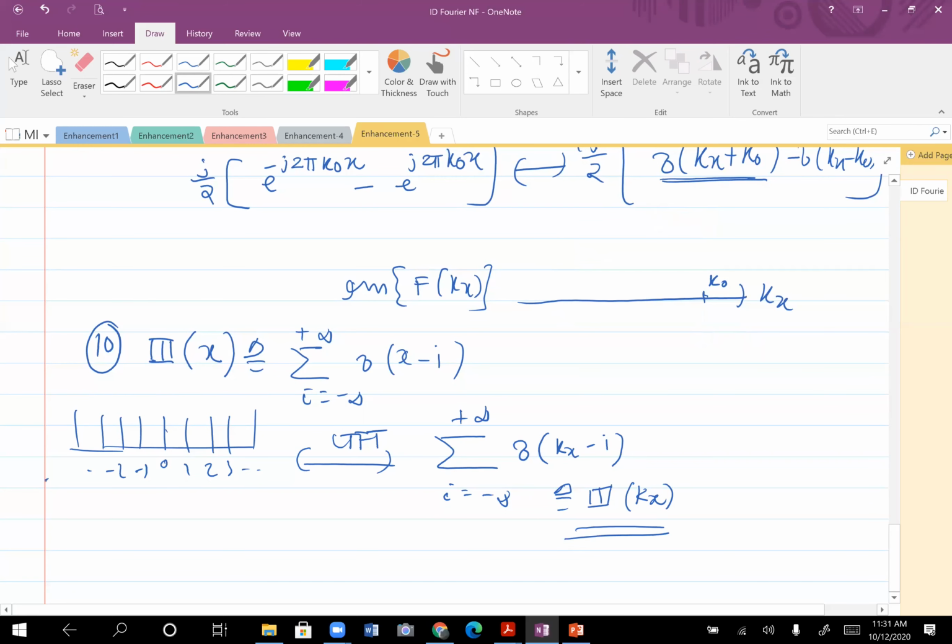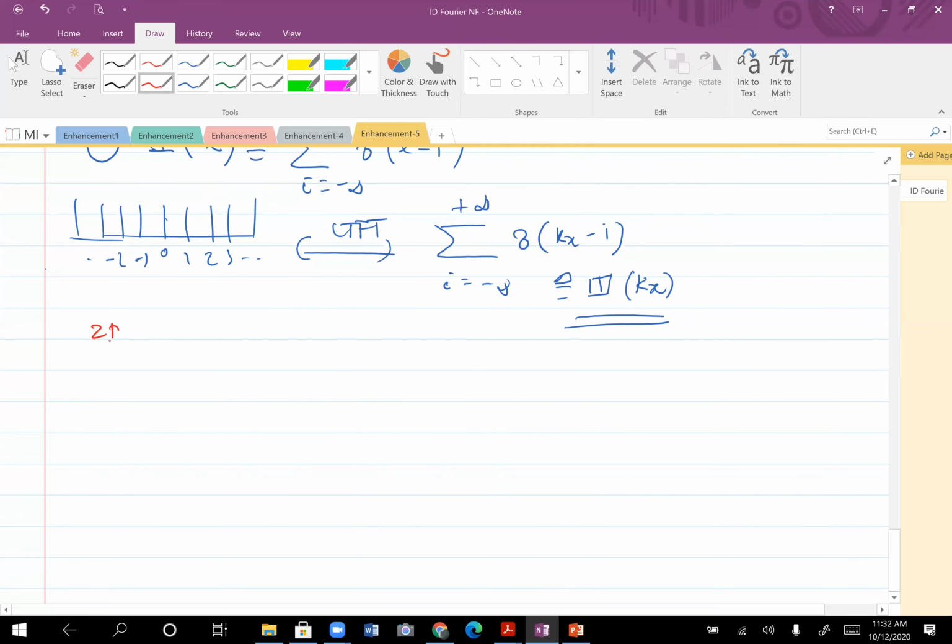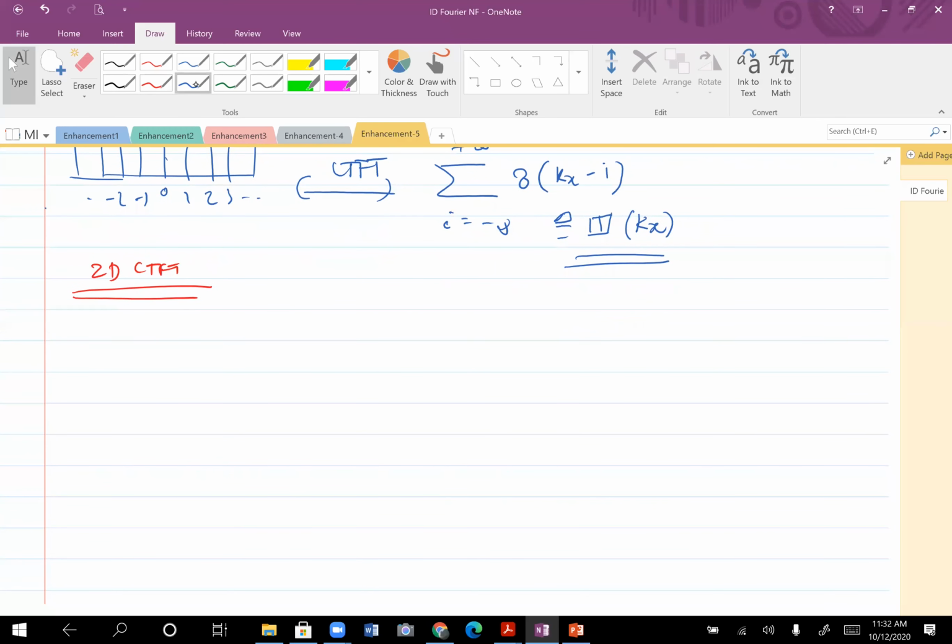So with that, I think we will now move on to the 2D part. Two-dimensional CTFT functions. This definition we also covered in the video. So now what we would do, instead of using f of x, we would now go to f of x comma y. How is it written now? How do we write it now?